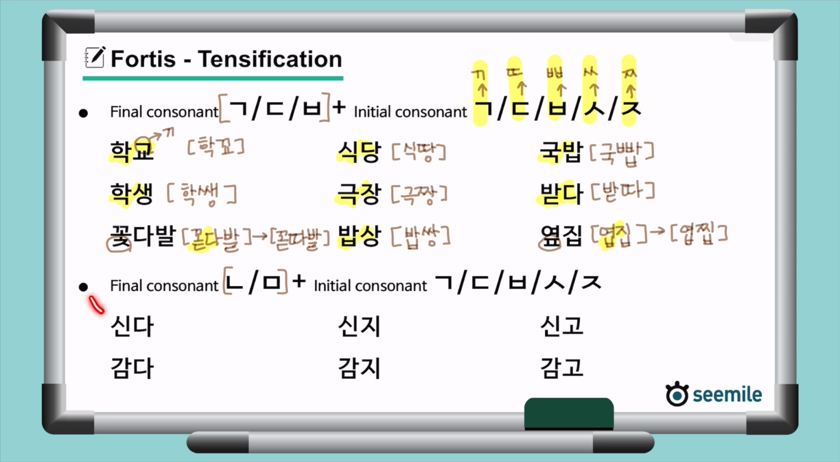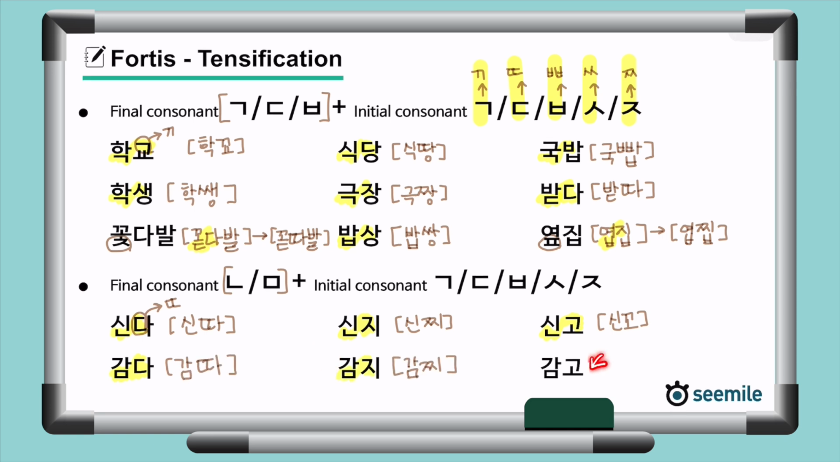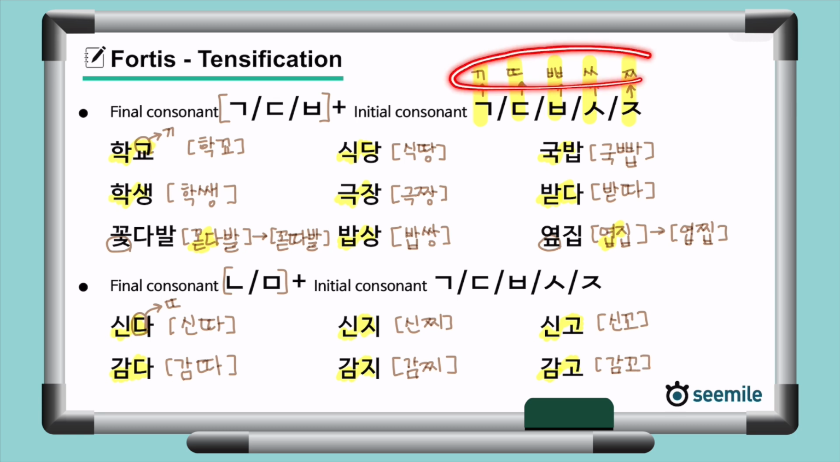For example, this word 신다 has the final consonant n that is followed by 디귿. So this 디귿 is pronounced 뜨, and thus it reads 신다. Likewise, we say 신지, 신고, 감다, 감지, 감고. Can you recall another group of sounds related to tense consonants?